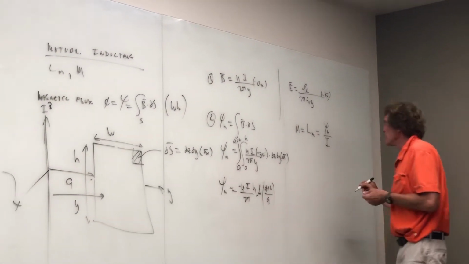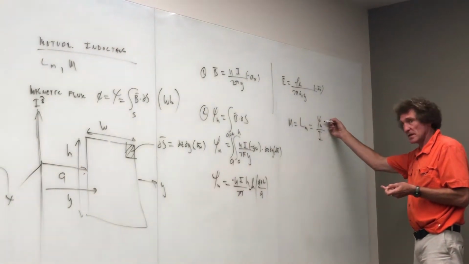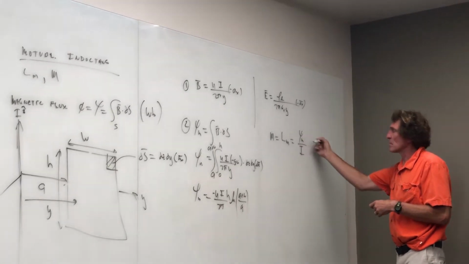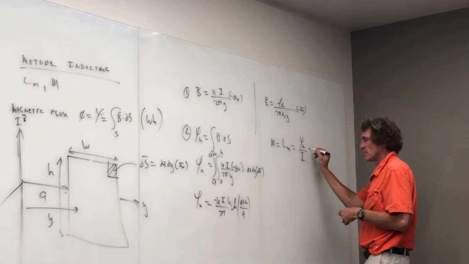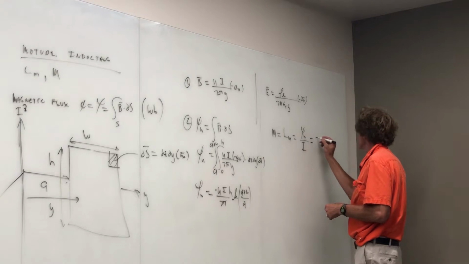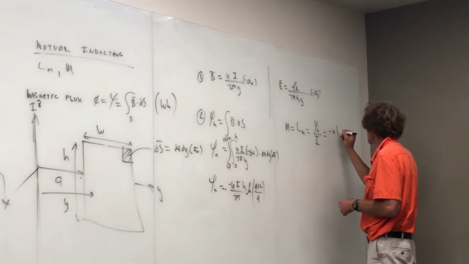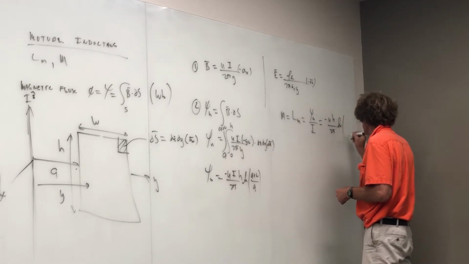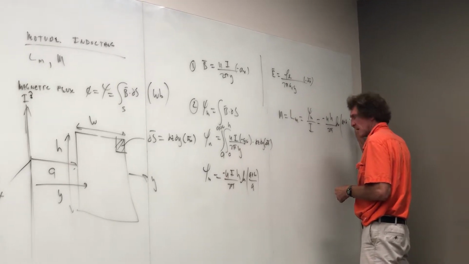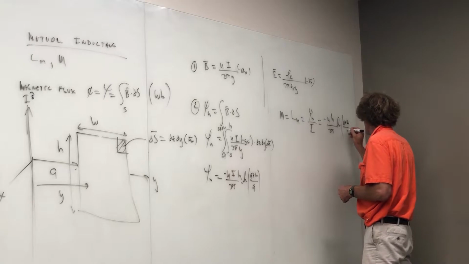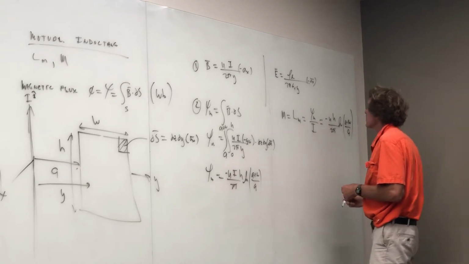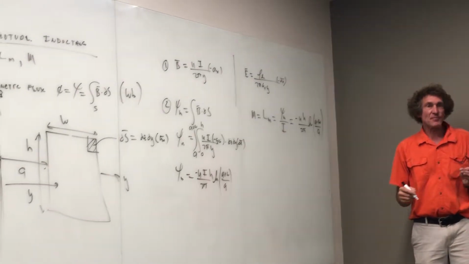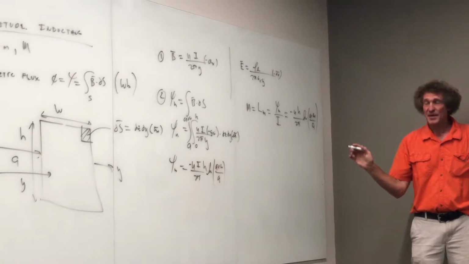So if we take the flux created in the secondary circuit and we divide it by the current, we get the mutual inductance. And therefore, if we take a look at this, we get minus mu h over 2 pi times the natural log of a plus w over a. And here is something I'm going to tell you. Mutual inductance or self-inductance is never negative.